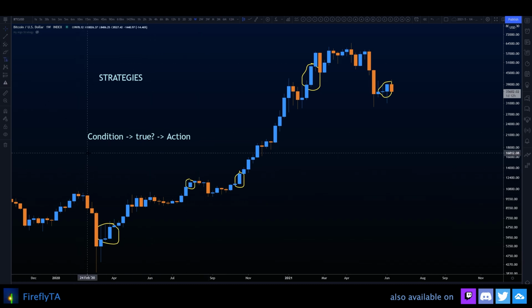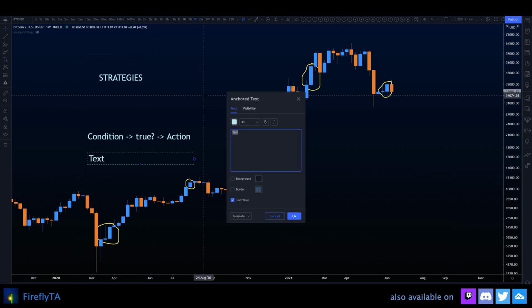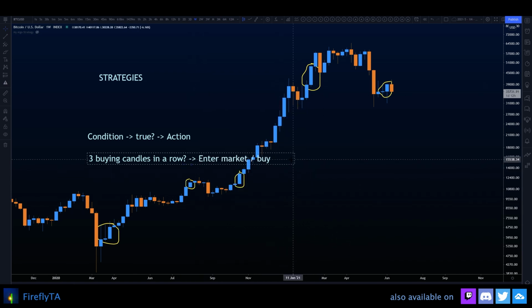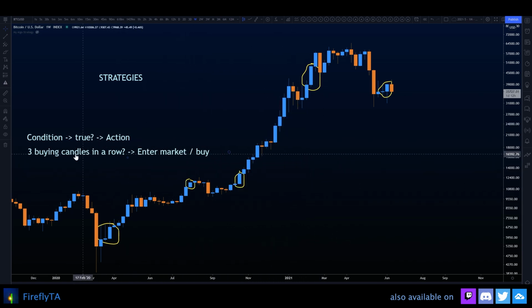So in this case, this would be the condition, three buying candles in a row. And then we would want to enter the market. So enter market, buy. This is a very simple representation of a trading strategy.